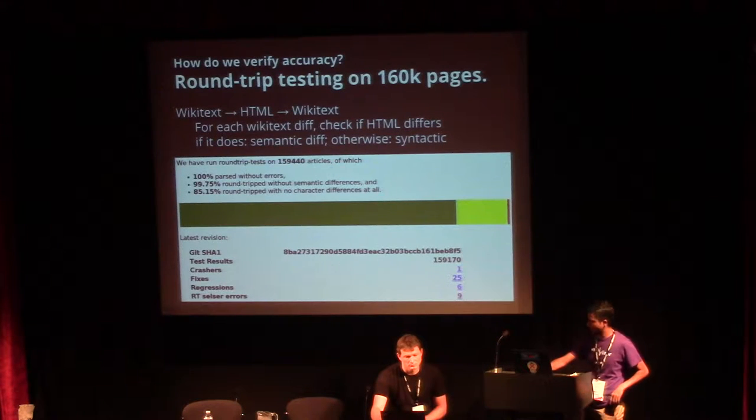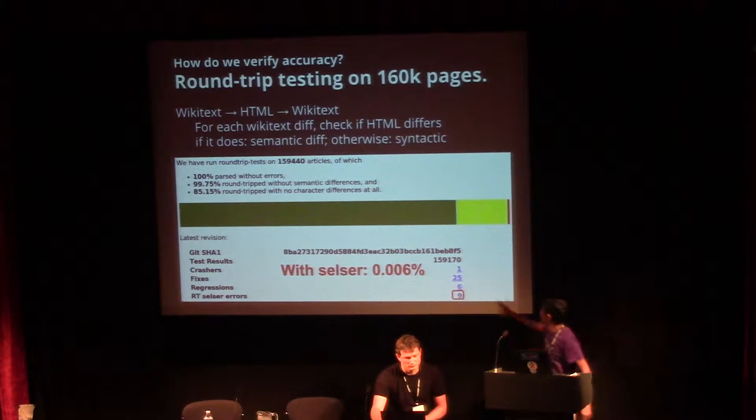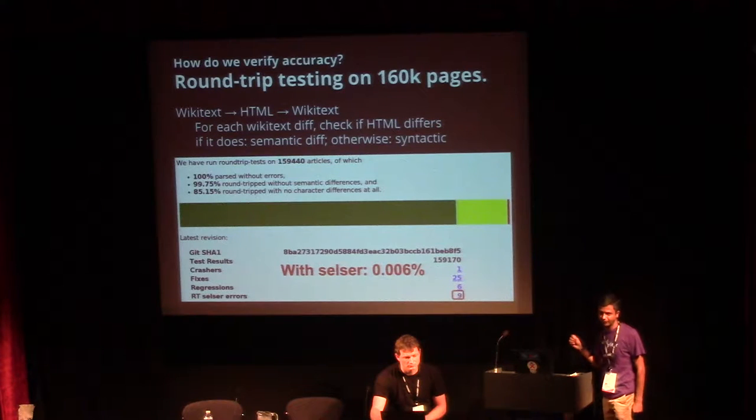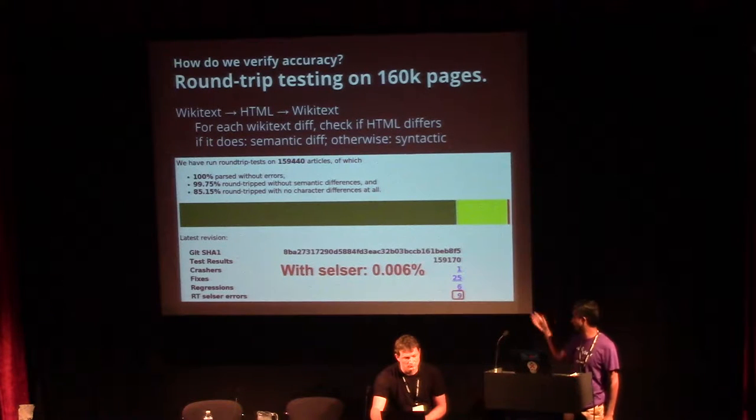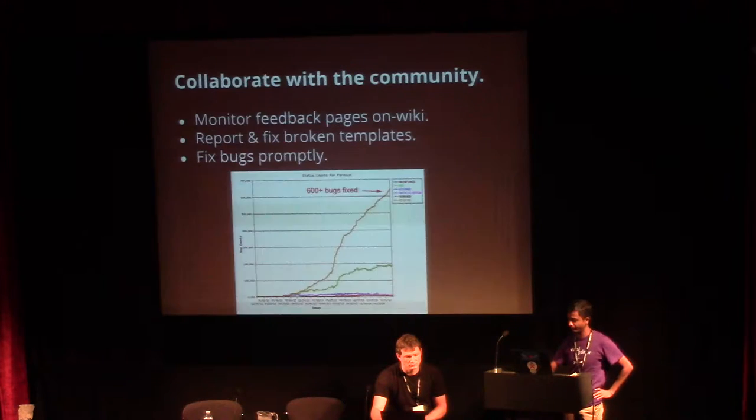And as this slide shows, the most important thing we concentrate on are regressions. And if there are any regressions, that's when we stop a deploy. And sometimes these are just false reports. And if we use selective serialization, that I talked about earlier, then we find that in this case, there are only 9 diffs, and mostly newline diffs, out of all the pages that we ran.